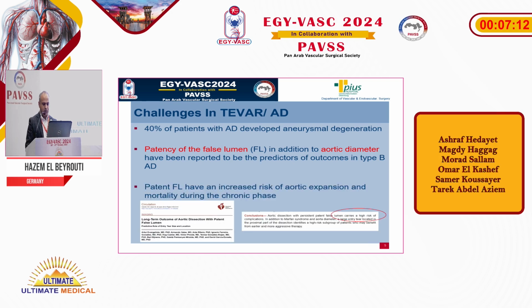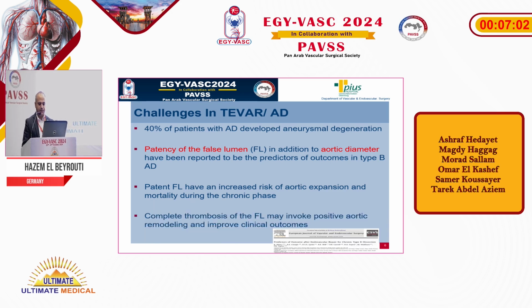Why? Because a patent false lumen can lead to aortic dilatation, which in turn increases mortality during the chronic phase of the disease. In addition, complete thrombosis of the false lumen can lead to positive aortic remodeling, improving clinical outcomes. What do we mean by positive aortic remodeling?